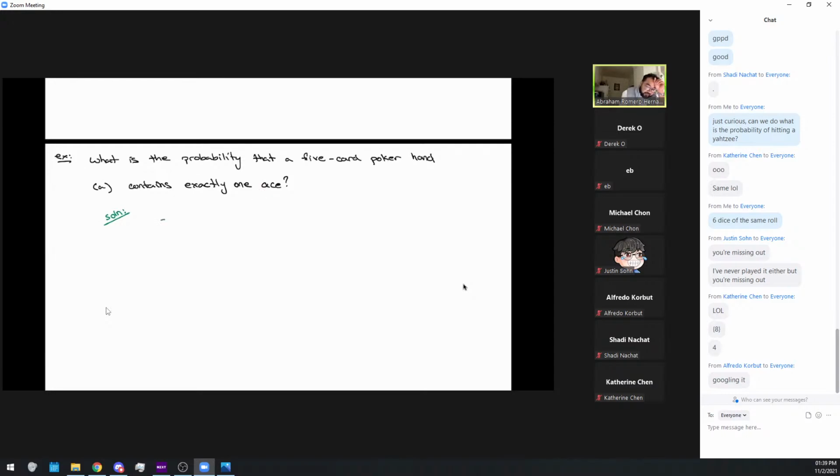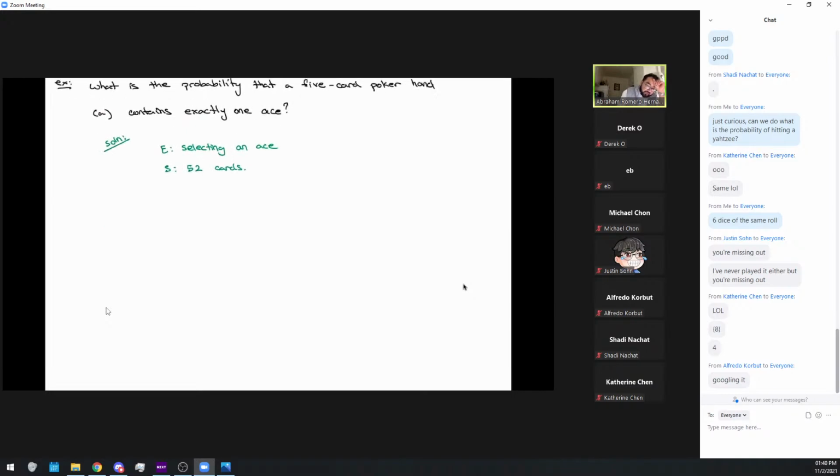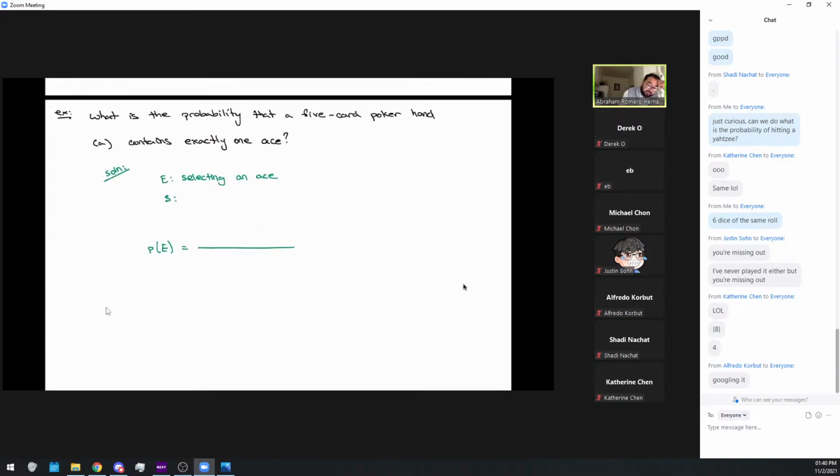Well, let's understand our events. Our event is selecting an ace. That's the event. My sample space is 52 cards, so that is not changing. So the probability of E is equal to the probability of selecting an ace divided by the sample. Well, actually, no, the sample space is not 52 cards. Actually, the sample space is this.